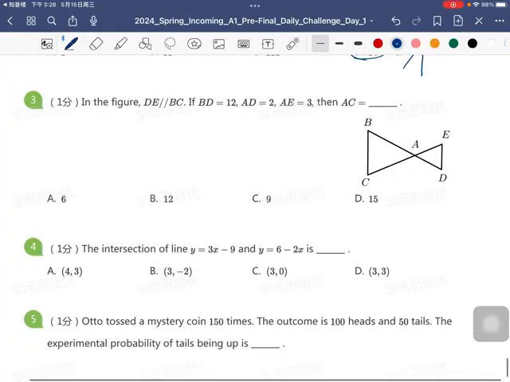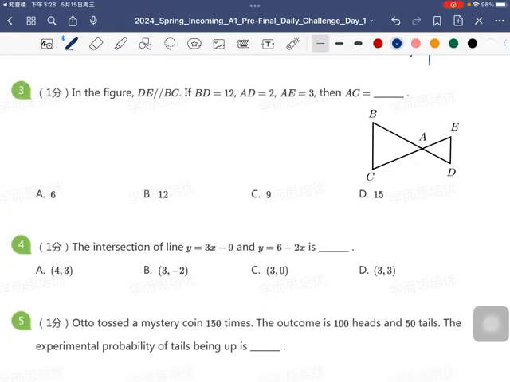Now guys, let's take a look at question number 3. In the figure, we have DE parallel to BC. We know that BD is 12 and AD is 2, and we know that AE is equal to 3. We wish to find the value of AC right here. Apparently, this is a very classic A model for similar triangles. So we know the two triangles are similar. And in order to find a side of a similar triangle, you need to find the corresponding side and another pair of corresponding sides.